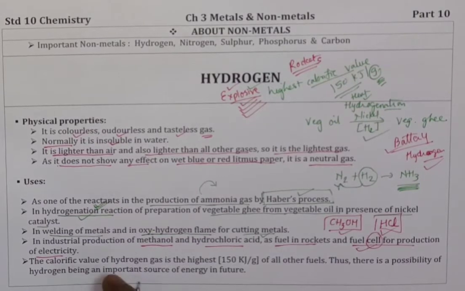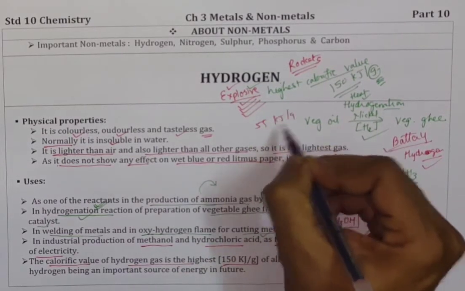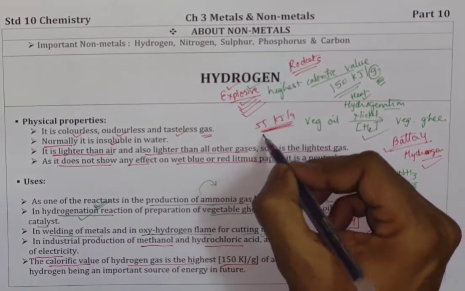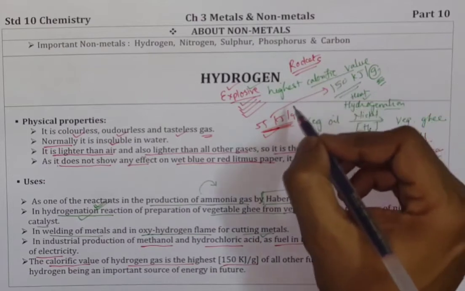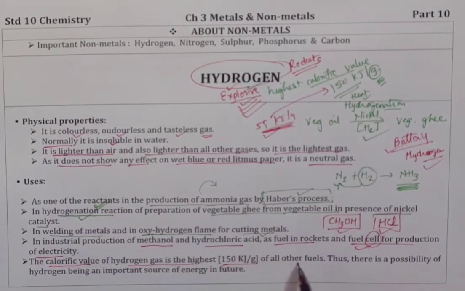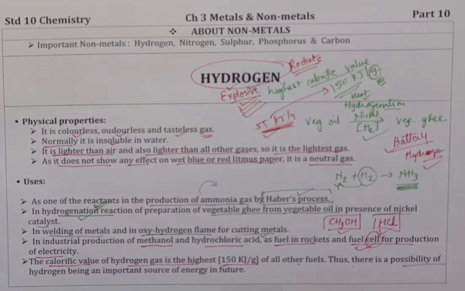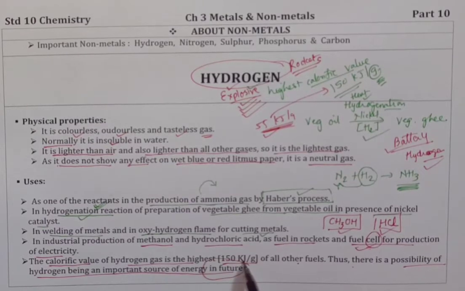Next, I have already discussed the calorific value of hydrogen is highest and that is 150 kilojoules. Children, 55 kilojoules per gram is the highest among all the fuels. After that comes hydrogen, 150 kilojoules. So it is highest of all other fuels. Thus there is possibility of hydrogen being important source of energy in the future.